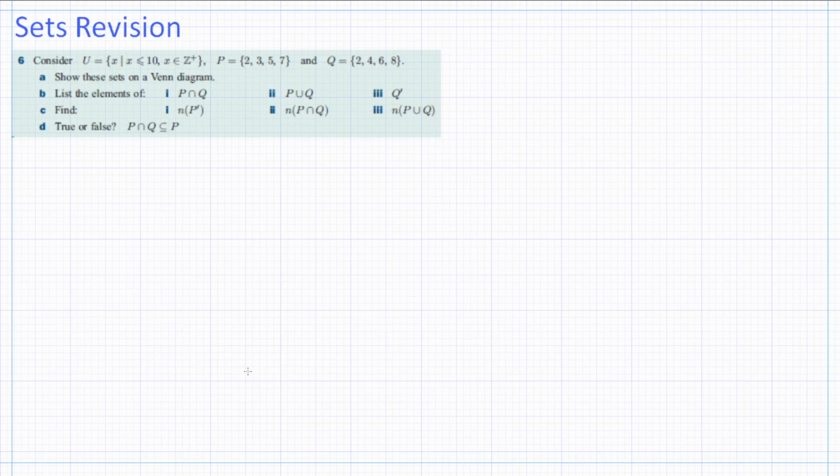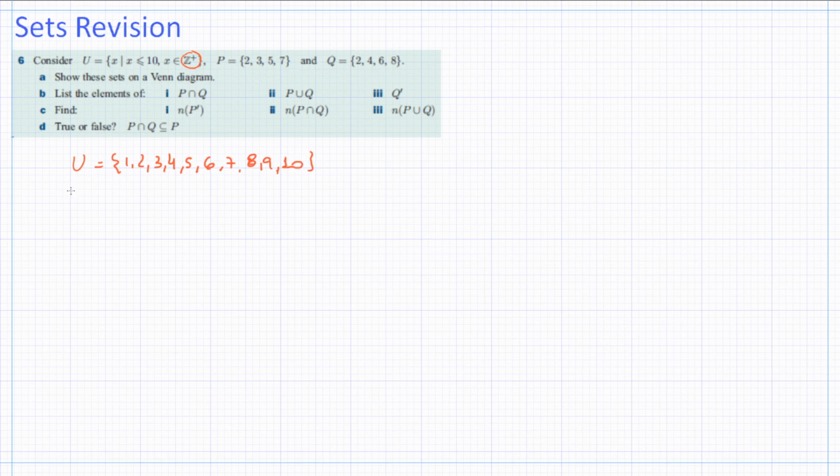Alright, so let's go for part 4 of our sets revision exercises. And, well, let's take a look at this. So I've got a universal set of all positive integers up to 10. So what would be U? It would be 1, 2, 3, 4, 5, 6, 7, 8, 9, and 10.